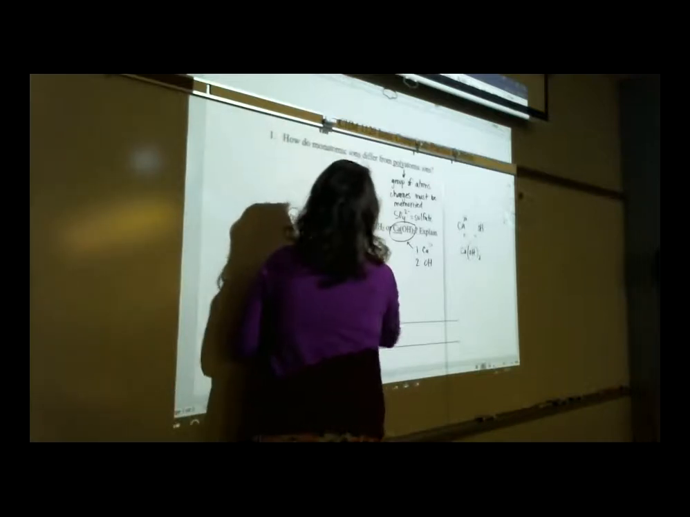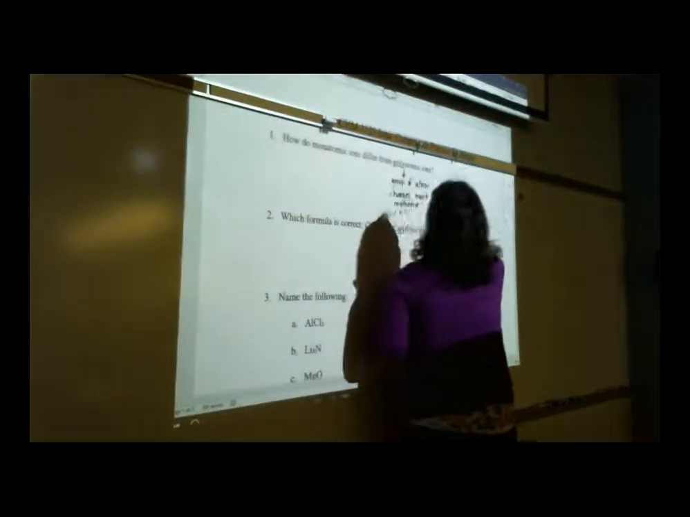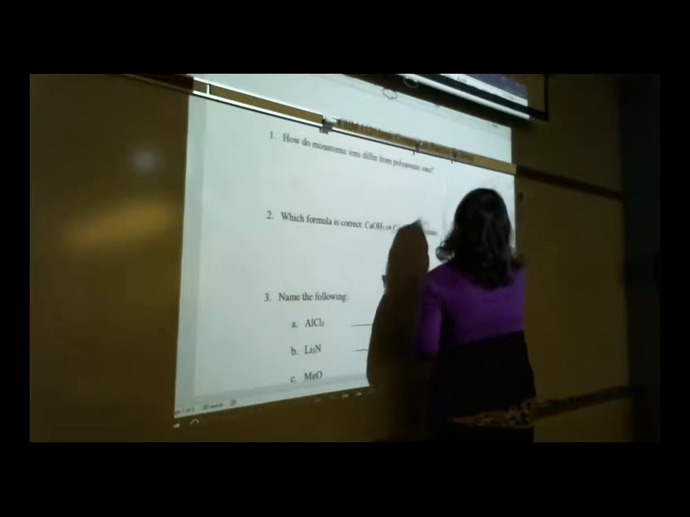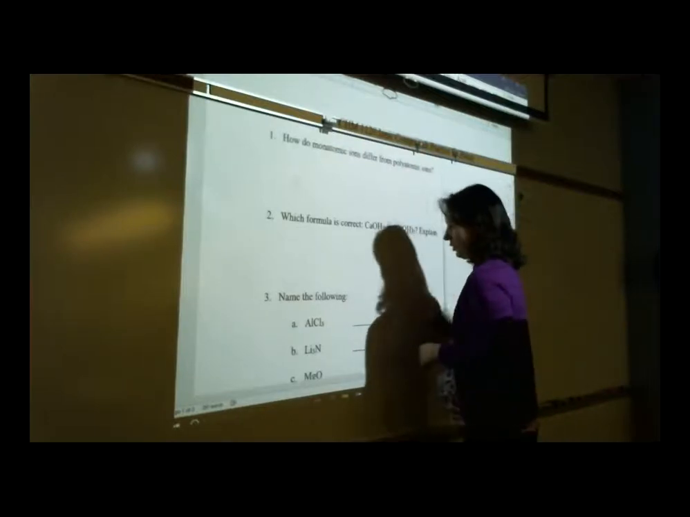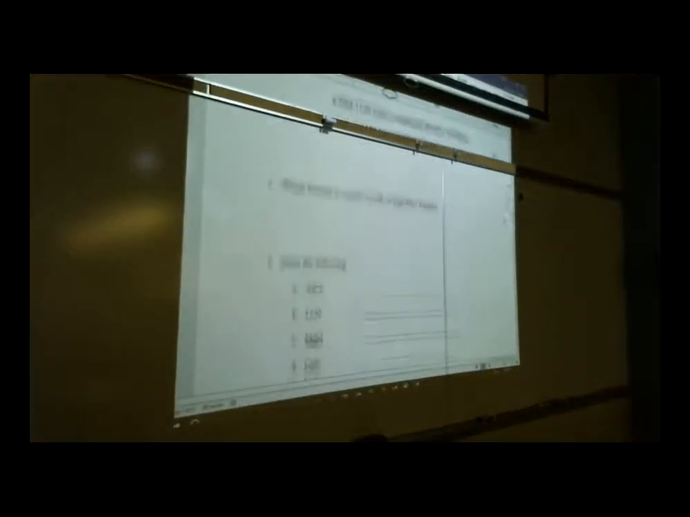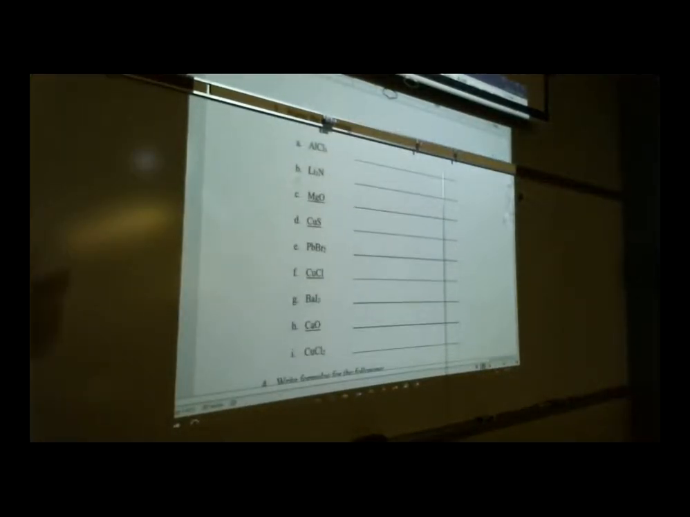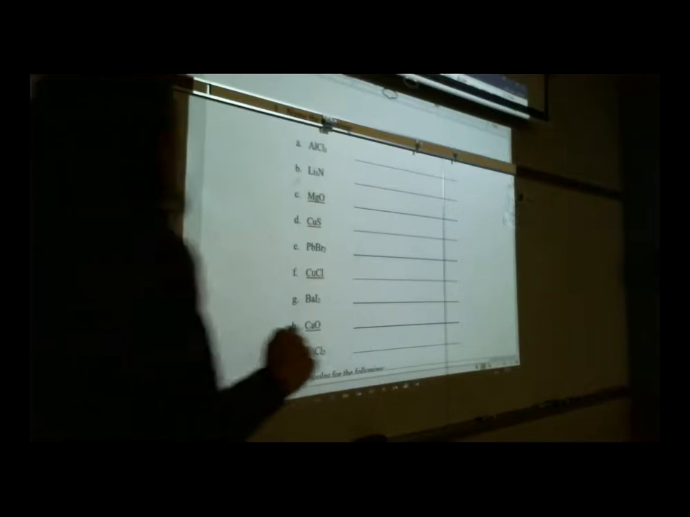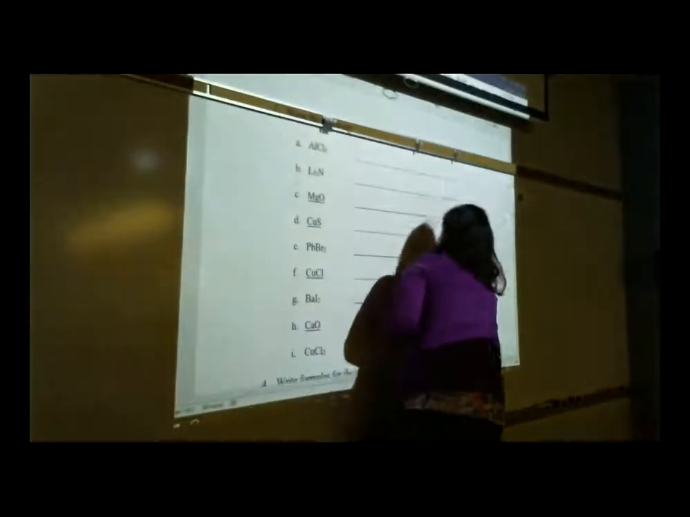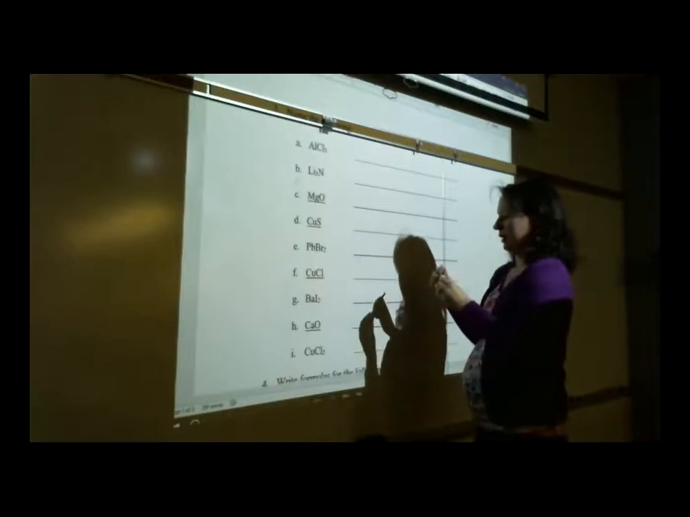All right, let's do the next section. Naming formulas is so important. It's such a crucial skill. It's something that's going to be with us for the remainder of the semester and the remainder of your chemistry career, really. So let's go through and name these. What's the name of AlCl3?